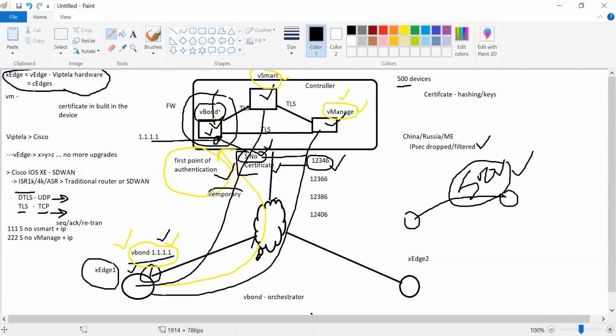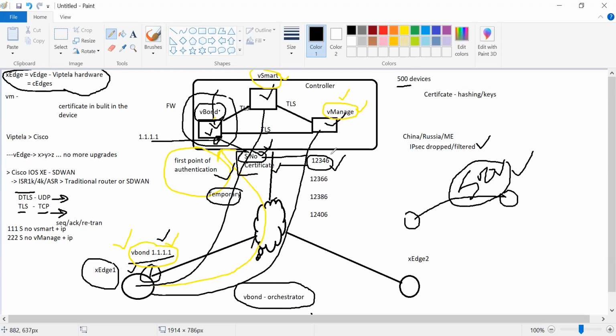As I said, it was a temporary tunnel. The role of vBond was only to exchange the details of vEdge with vSmart, and of vSmart and vManage with xEdge. Are we good? So, to build the communication between vSmart, vManage and edges, that's it. Yes. And it's a temporary link, right? Yes. That is why vBond is called an orchestrator.